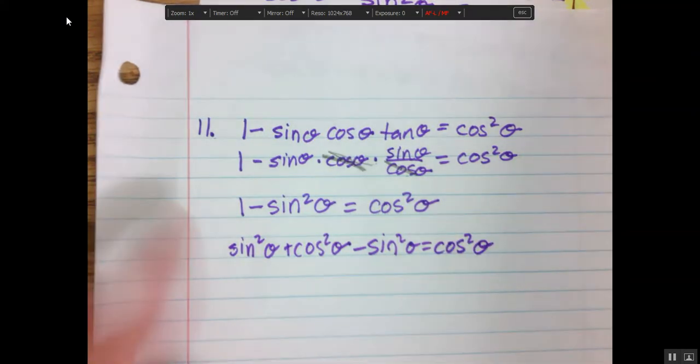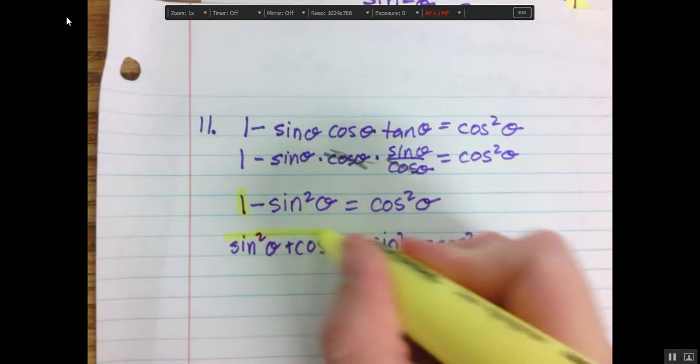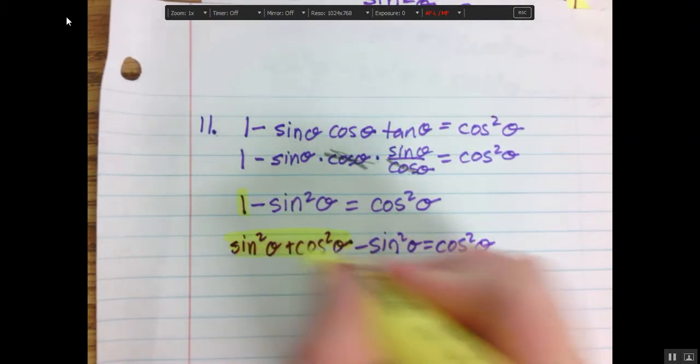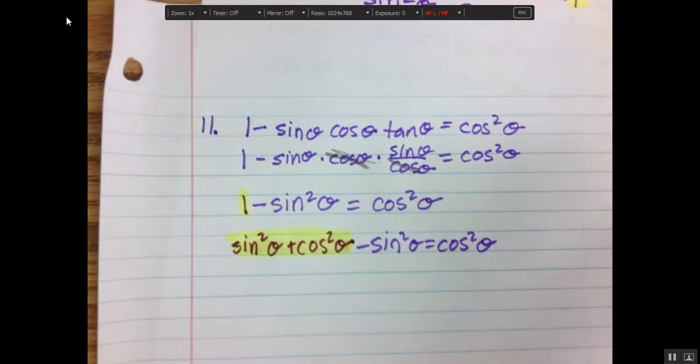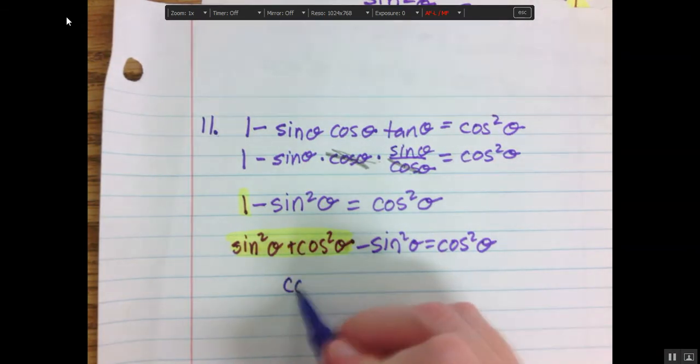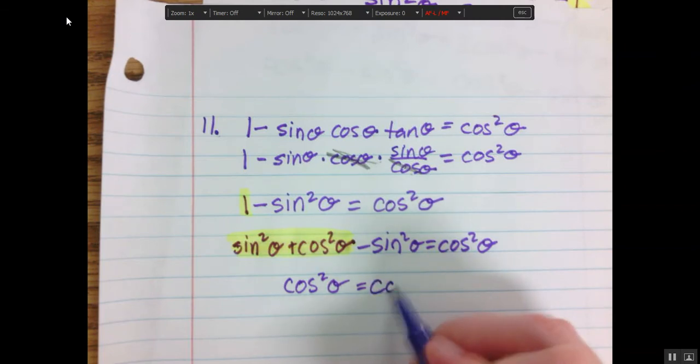Okay? So what I did in that step was I changed the 1 to this. And now I have sine squared theta and minus sine squared theta. So what am I left with on my left side? Cosine squared theta. But you could have just solved it before. I could have just done it in that 1 step, yeah.